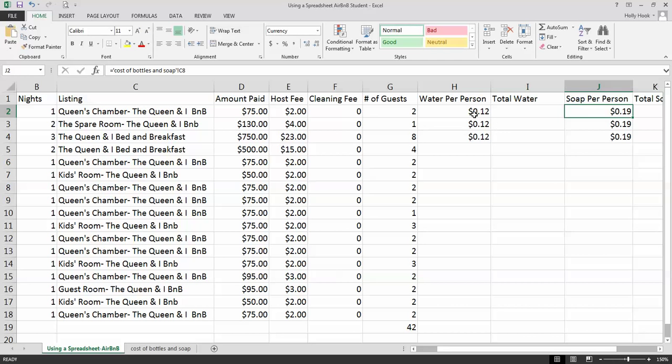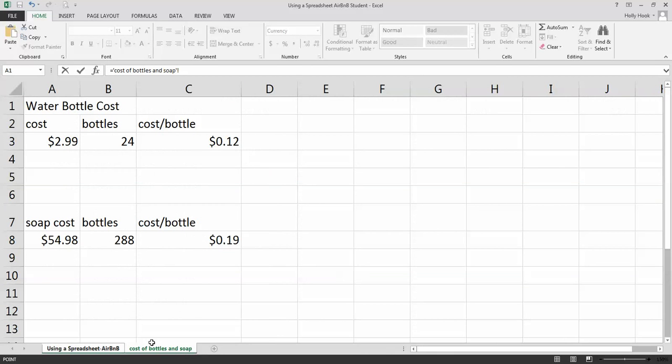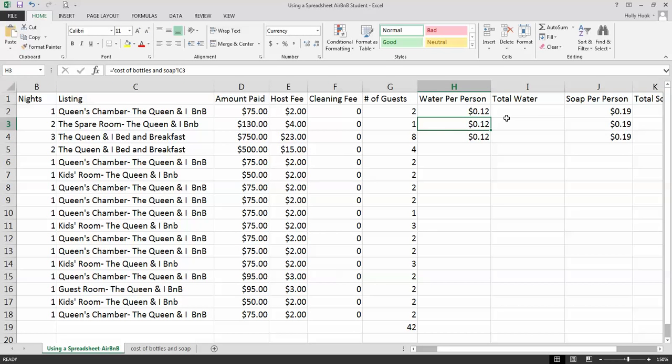In our last tutorial and in class, we figured out that the cost of water per person was 12 cents. So remember, to find that, we use our formula: putting our equal sign in, and we go back to where we solved that problem. We toggle, and we see the cost of bottles and soap, and it's 12 cents. Hit the enter key. Now I know it's 12 cents.